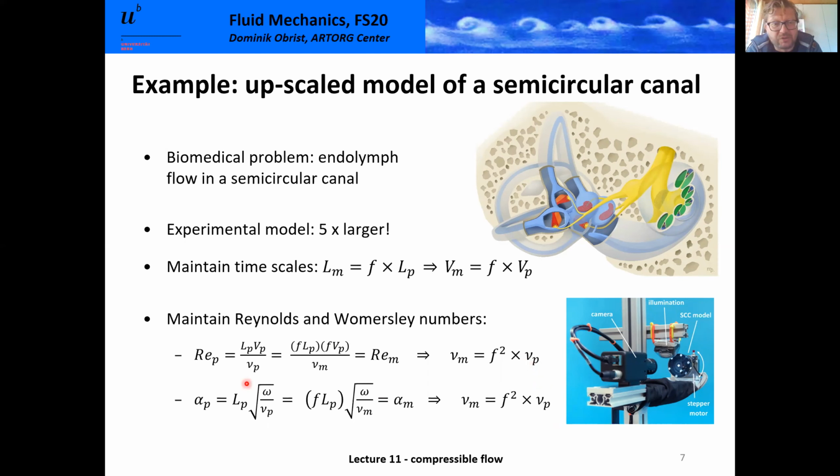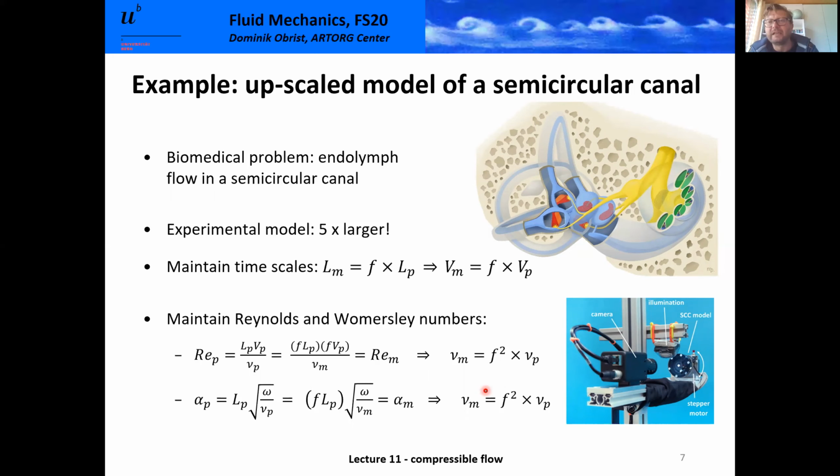By the way, the same story goes if you check for a Womersley number. It also works if you plug in here for L_P, you say you have an F times L_P, and you see that if you increase the model viscosity by a factor of F squared, the F will cancel out and you obtain the same model Womersley number. Okay, so that's how we found that if we upscaled the model by a factor of 5, we needed to find a fluid to fill this model which was 25 times more viscous.